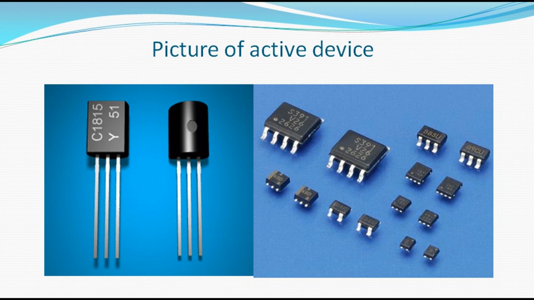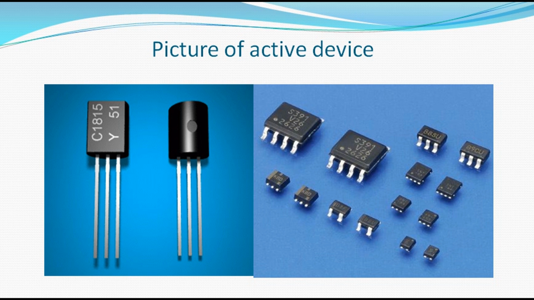This is the picture of active components, the brief one. The one that has three long legs are pictures of transistors, while the one that has many legs is called an IC, integrated circuit. All these are pictures of active devices. This is just a picture as well as an example.